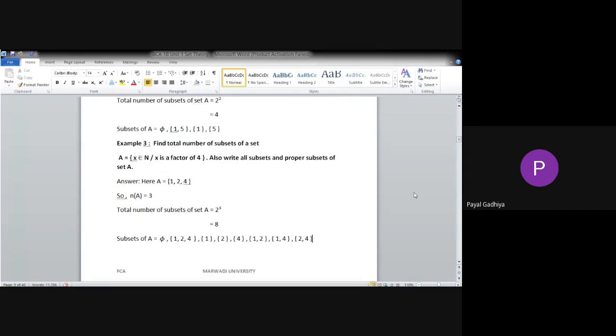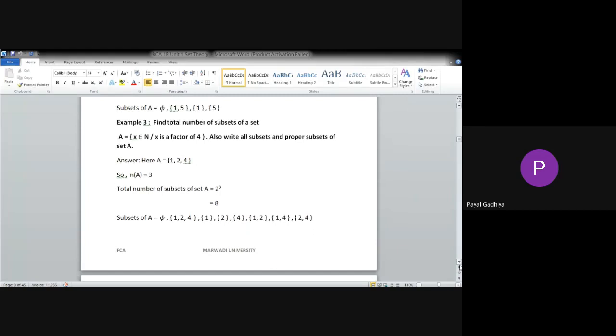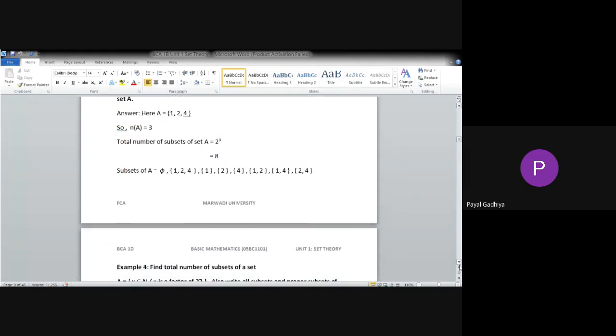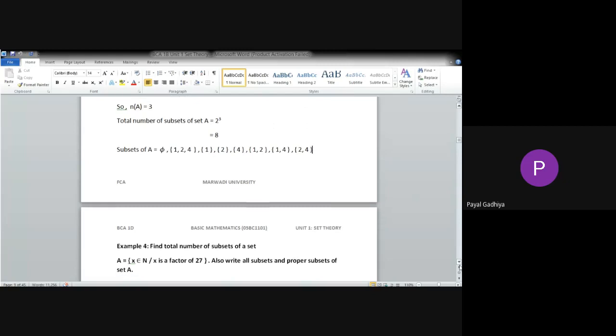Okay, so the next question is, find the total number of subsets of a set A, where x belongs to N and x is a factor of 27. So what are the factors of 27? 1, 3, 9, 27. Yes, it will be 1, 3, 9, 27.